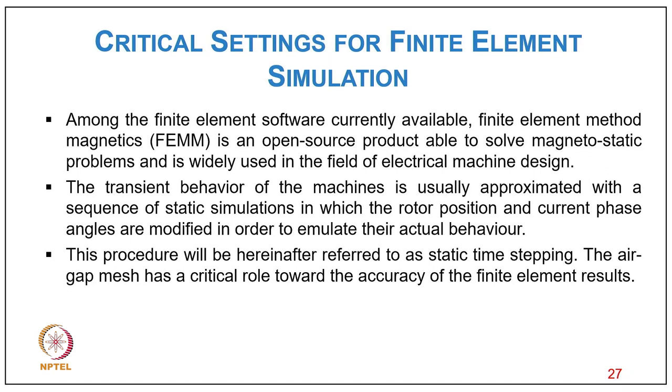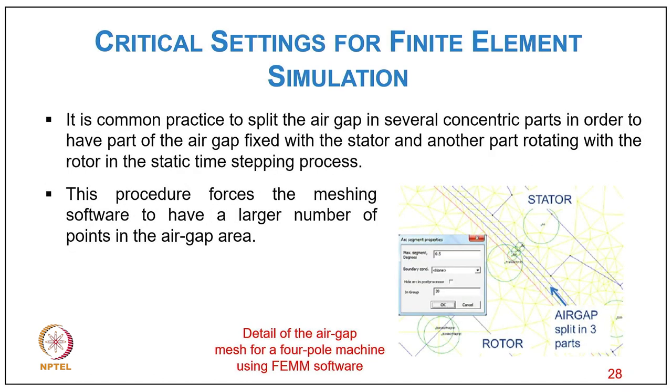The air gap mesh has a critical role towards the accuracy of the finite element result. It is common practice to split the air gap into several concentric parts, in order to have parts of the air gap fixed with the stator and another part rotating with the rotor in a static time stepping process. This procedure forces the meshing software to use a larger number of points in the air gap area. As you can see, here are the details of the air gap mesh for a synchronous reluctance machine using finite element software.